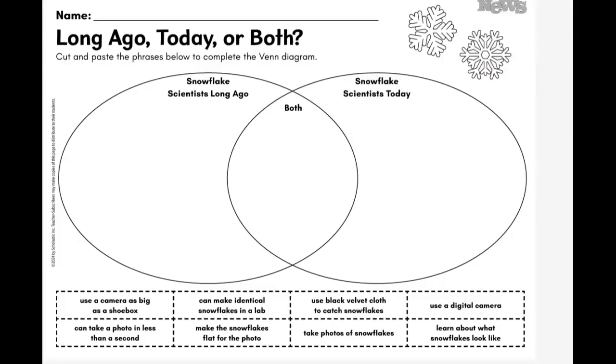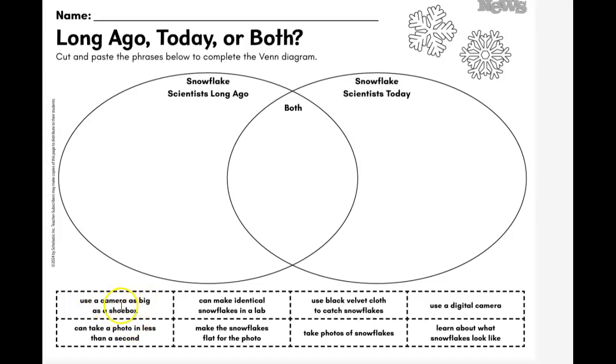Boys and girls, after we do our Scholastic News, you are going to be doing a Venn diagram. This is a Venn diagram. It's where you have two overlapping circles. This one is snowflake scientists long ago, and this one is snowflake scientists today. And where the two circles meet, that is where both snowflake scientists from long ago and scientists from today have something that is the same. Out here are differences, and in here is the same. These are the things that you're going to be listening for as I go over the Scholastic News.